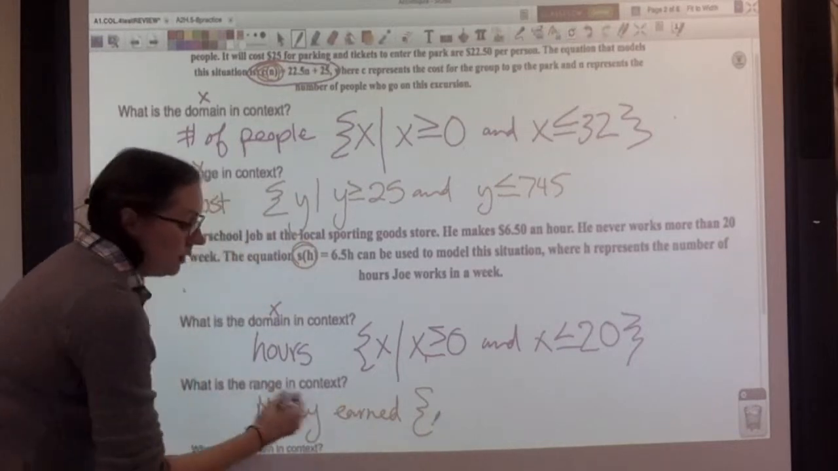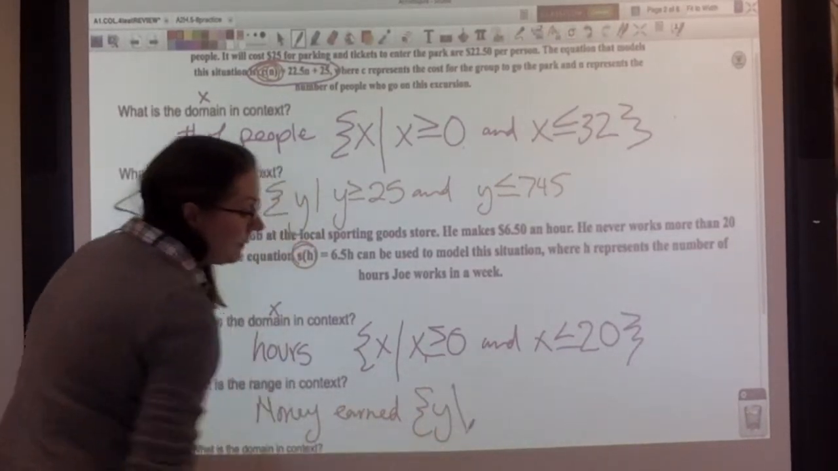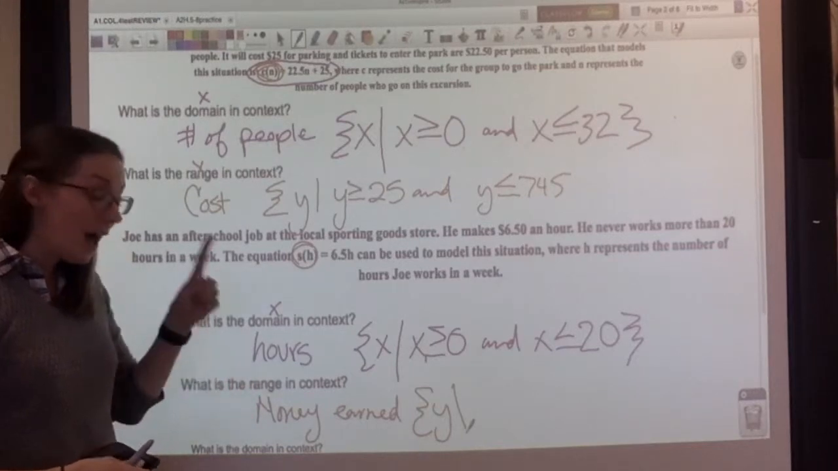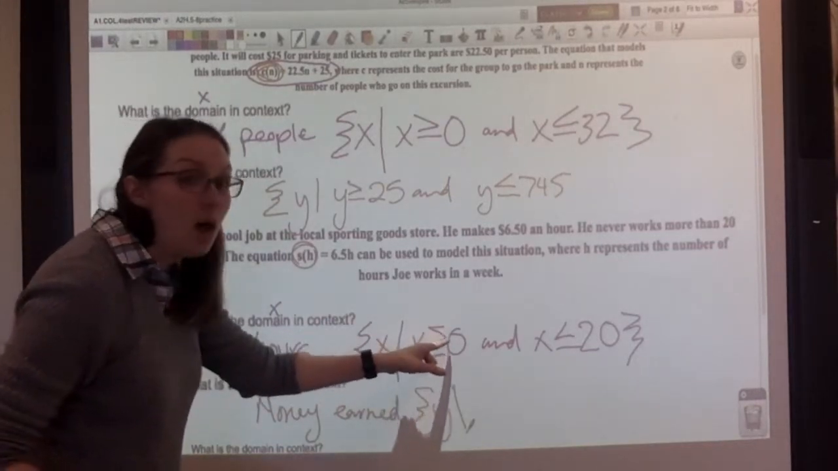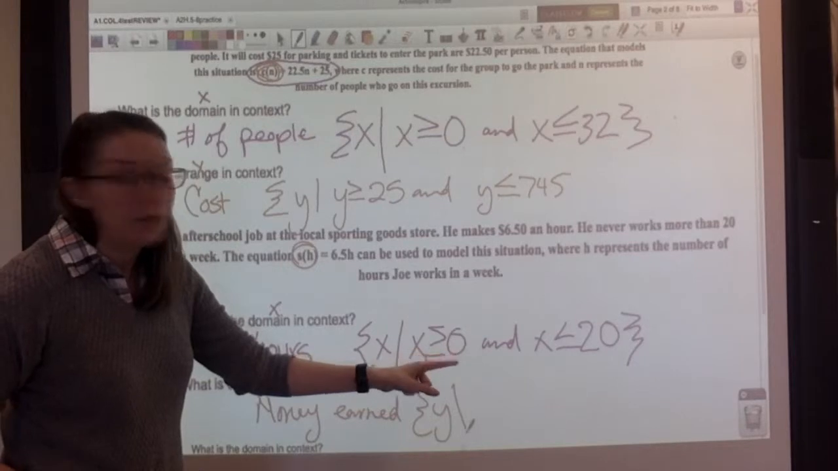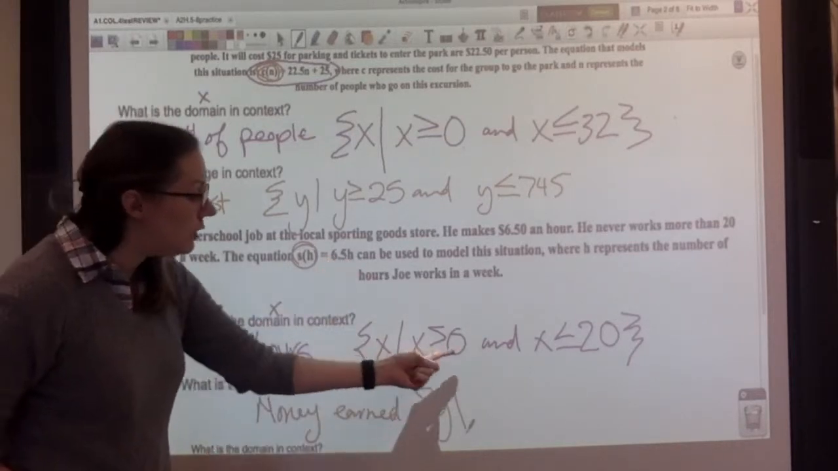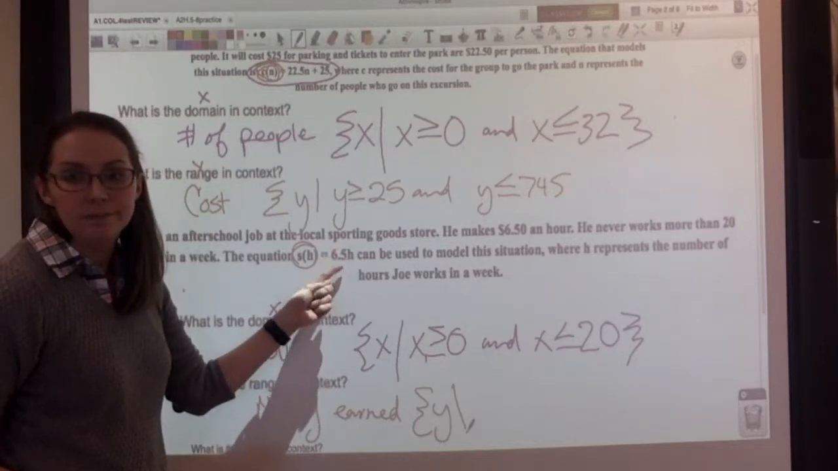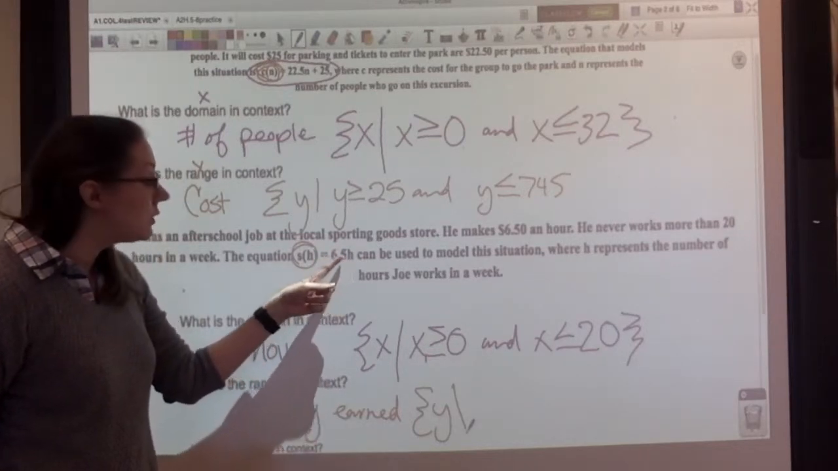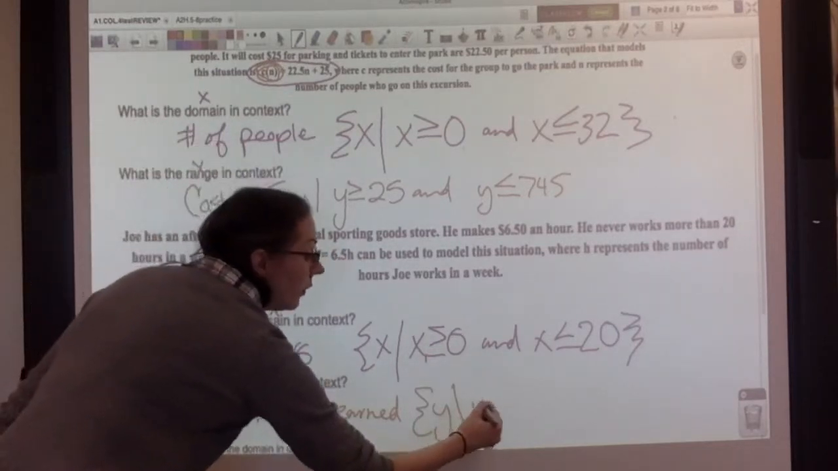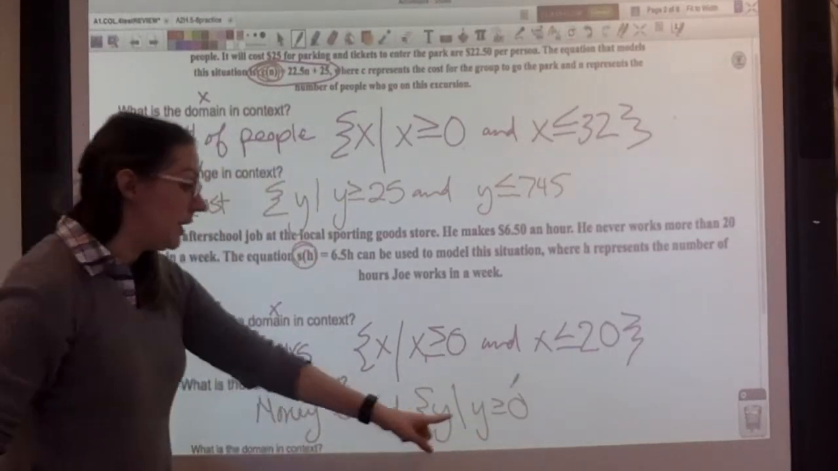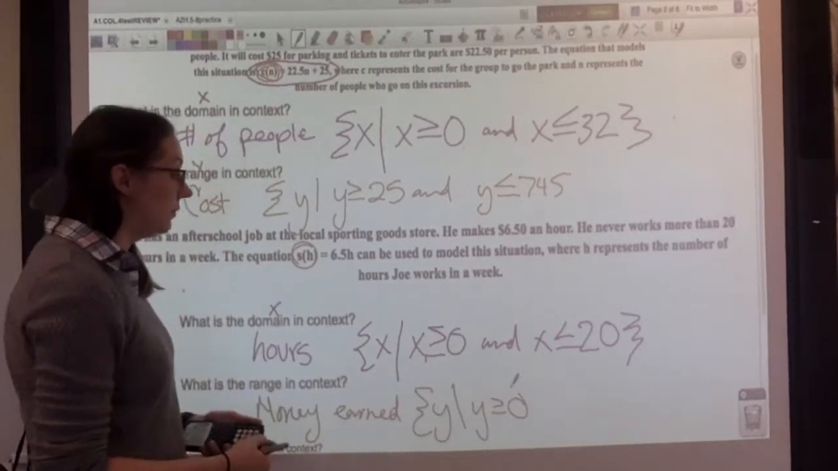It's range, so I'm going to deal with all values of Y such that, is there a minimum amount of money he earned? Well, if there's a minimum amount of hours, there's a minimum amount of money. So I think back to my equation. If he works 0 hours, what would his pay be? Not $6.50. 0 times 6.5 is 0. So if he works 0 hours, he's going to make 0 money. His money earned has to be greater than or equal to 0.